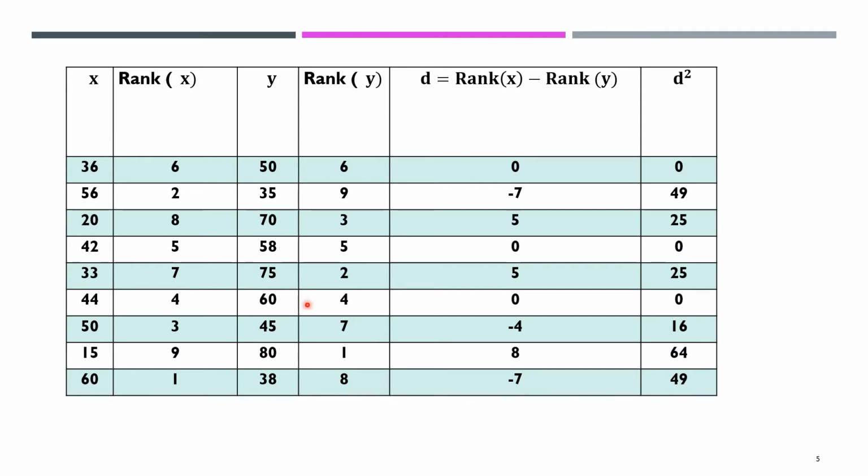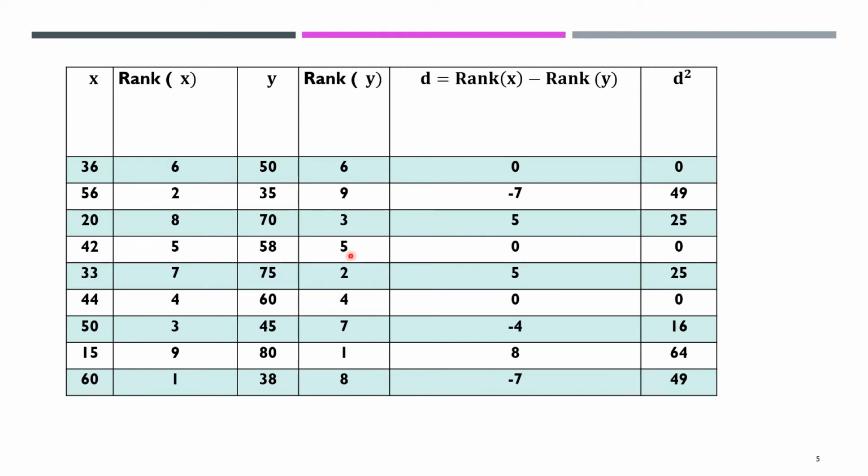Similarly, we now write the Y column. Y is again given in the problem. Write down the Y column. Again, take the highest number in this Y column. The highest entry in this Y column is 80, so 80 is given rank 1. The next highest number is 75, which is given rank 2. The next one is 70, given rank 3. After that, the number is 60, that is rank 4.